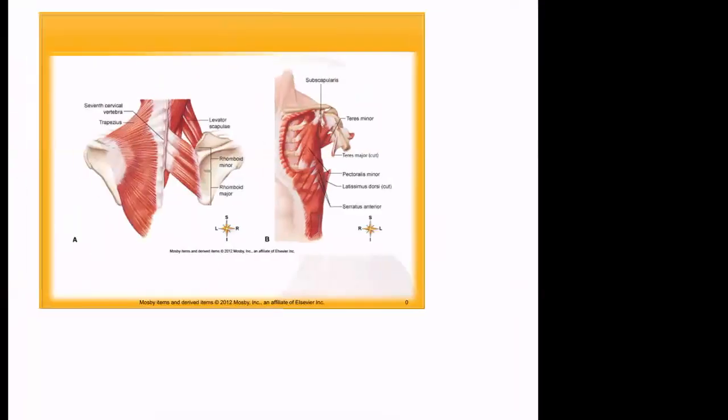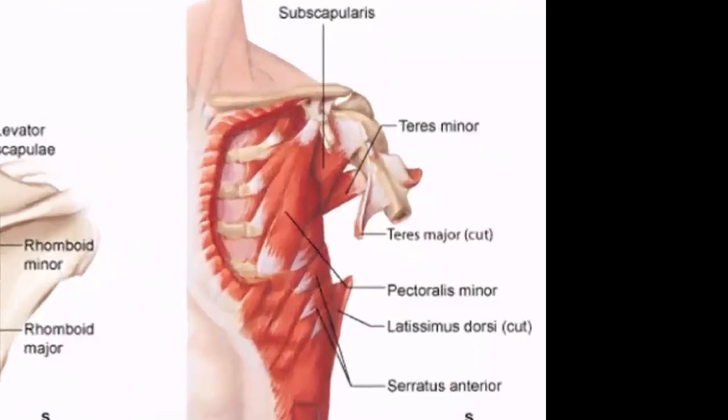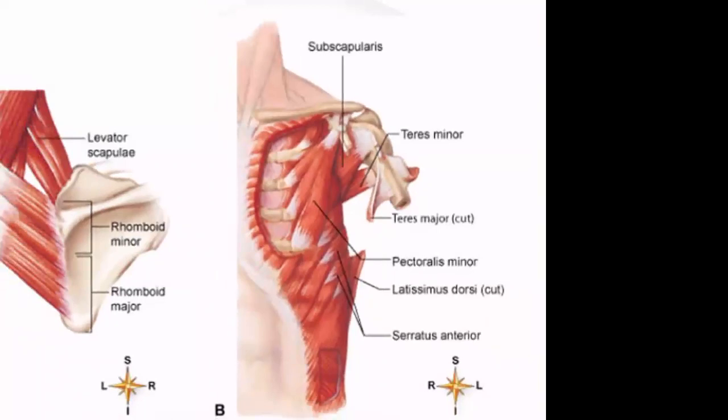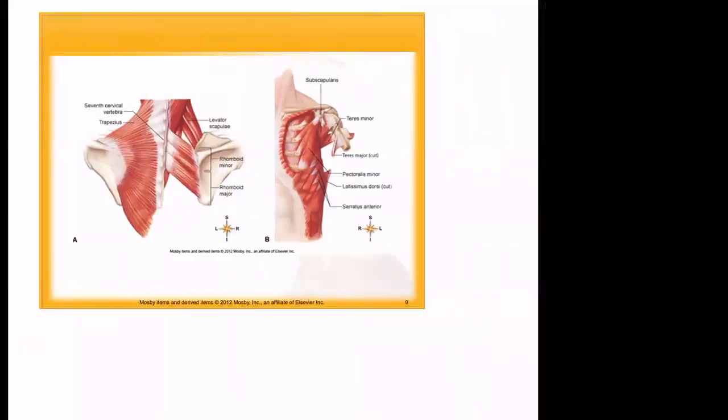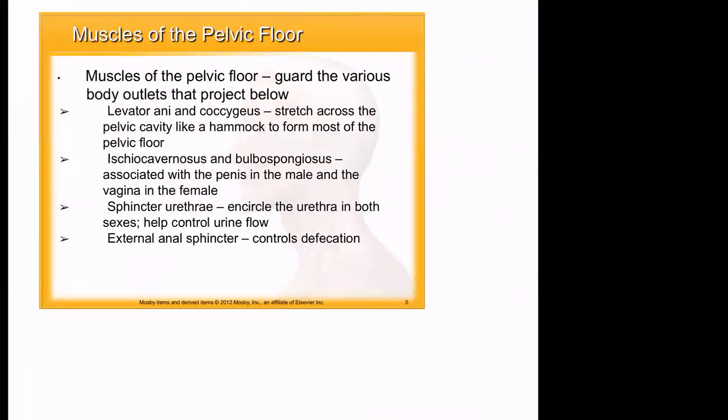So now let's go back and see if we can see an area. We can see the teres minor and the subscapularis. They don't have the infraspinatus or supraspinatus there. All right, well, those were a couple that I wanted you to know about.